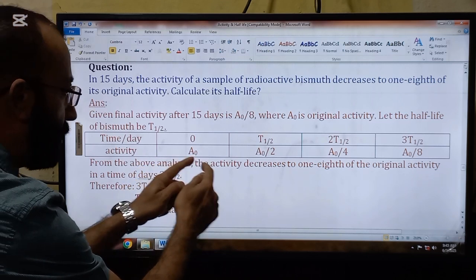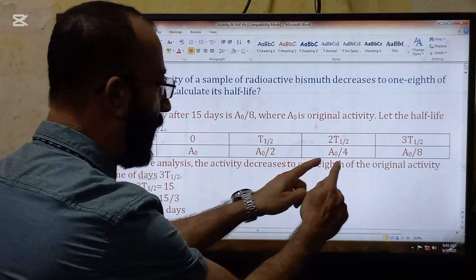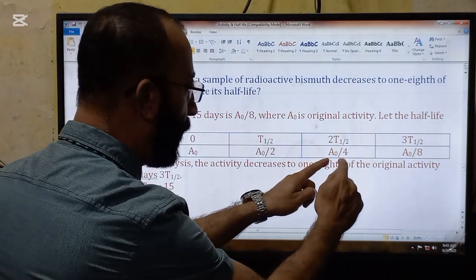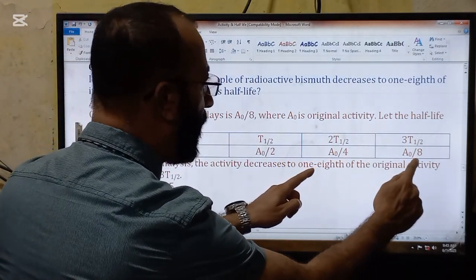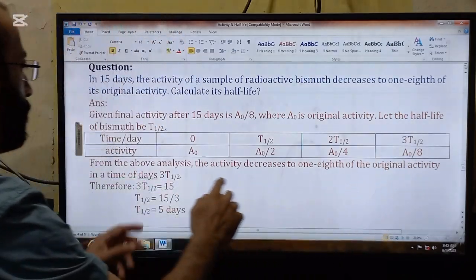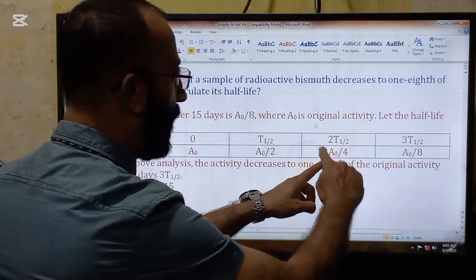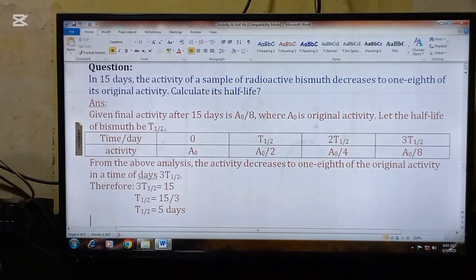So dividing by 2 will make A naught by 2. Further divided by 2 will make A naught by 4. Further divided by 2 will make A naught by 8. So 1/8 of the activity is this. So from here to here, one half-life, then second half-life, then third half-life.